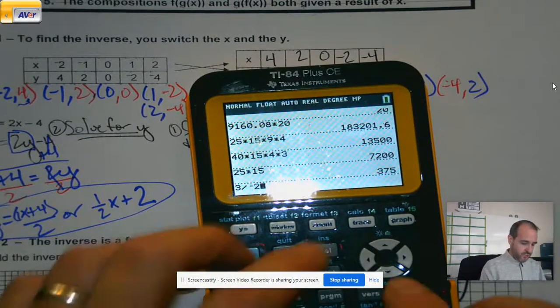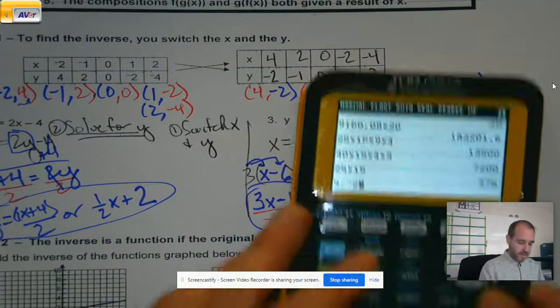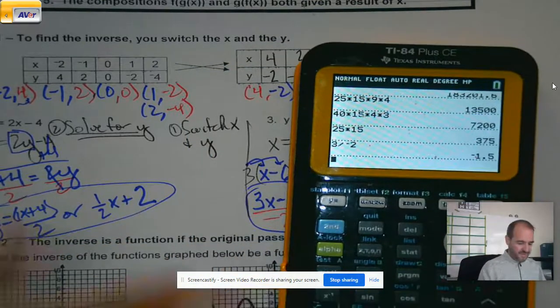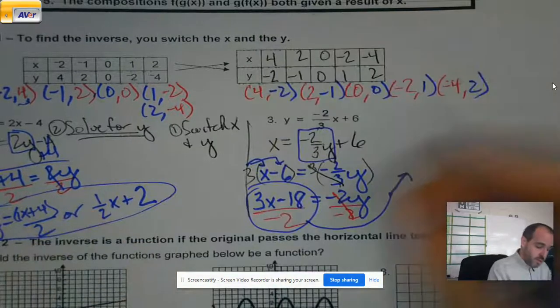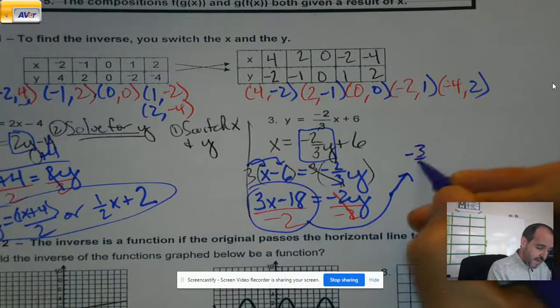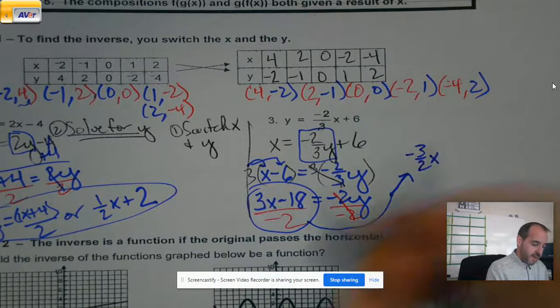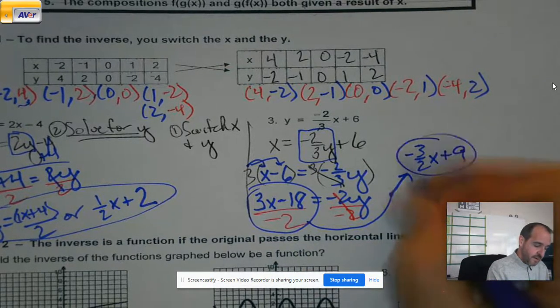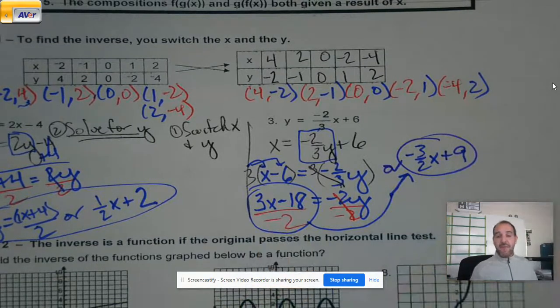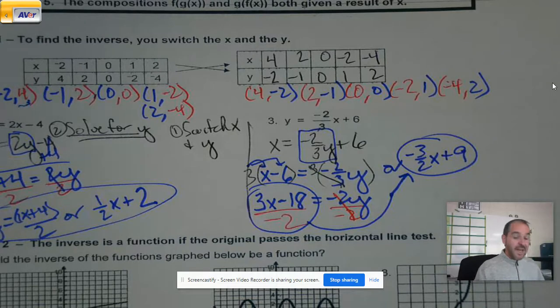oops, let me try to get that a little less glare. Okay, we don't do the decimals. The likelihood is they're not going to be there. It doesn't simplify anymore. So negative 3/2 x, and then negative 18 divided by negative 2 is 9. Either one of these is mathematically correct, but as we've seen on these sites, they can be touchy.